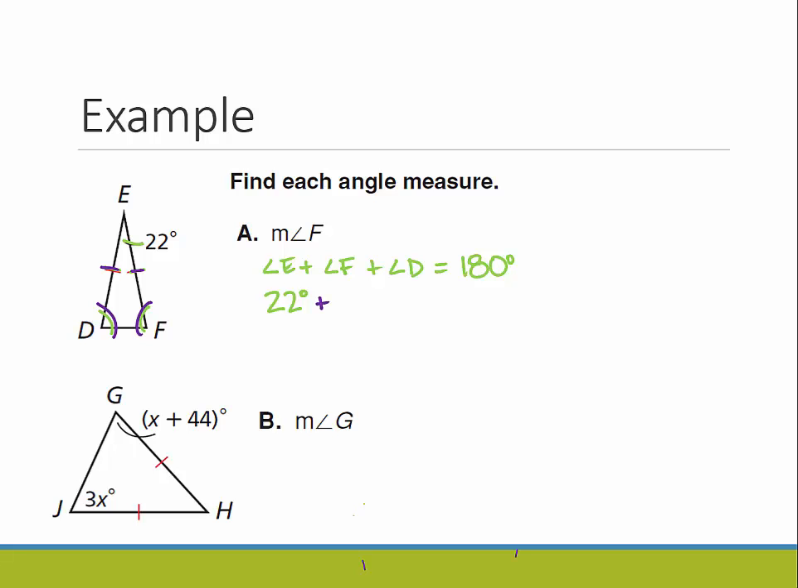So if we don't know F, we can make it a letter. Let's make it X. D has to be the same letter because they both have to be the same value. And they have to add up to 180. And then this looks like an easy enough thing to solve.